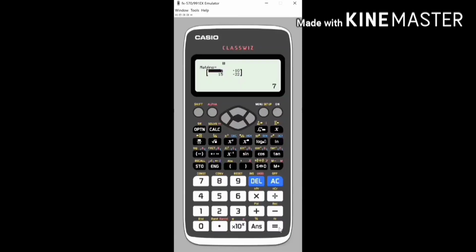So this way you can easily verify your answers for your matrix multiplication. And we can also use the calculator to find out the inverse of a matrix, determinant of a matrix, and much more. So stay tuned.